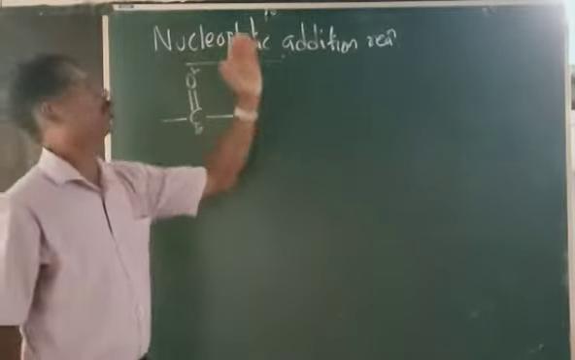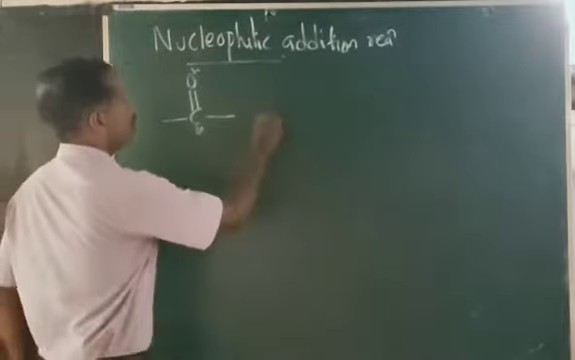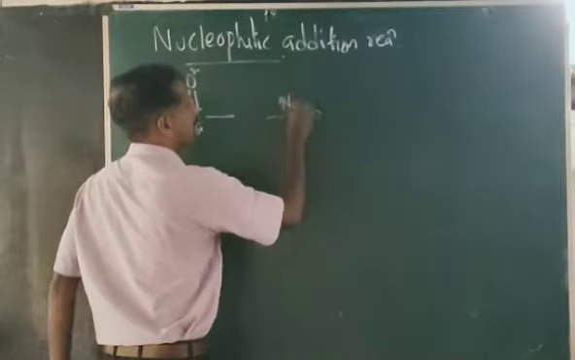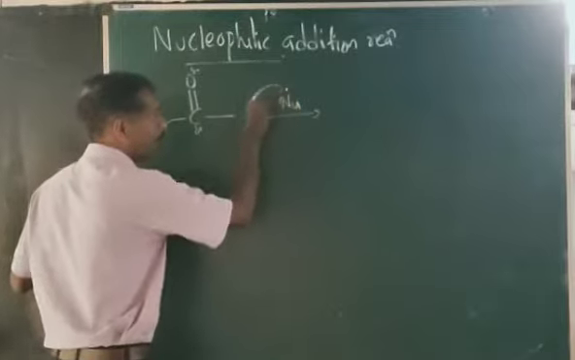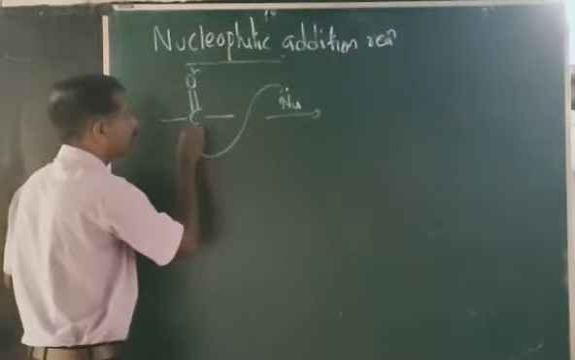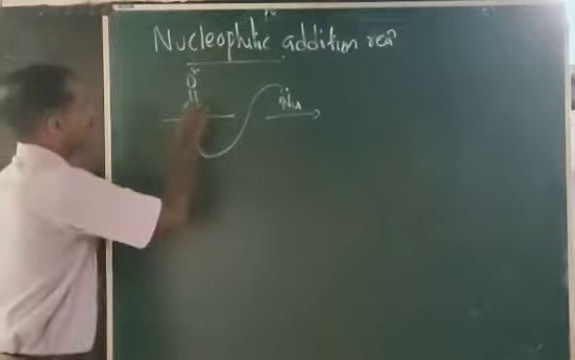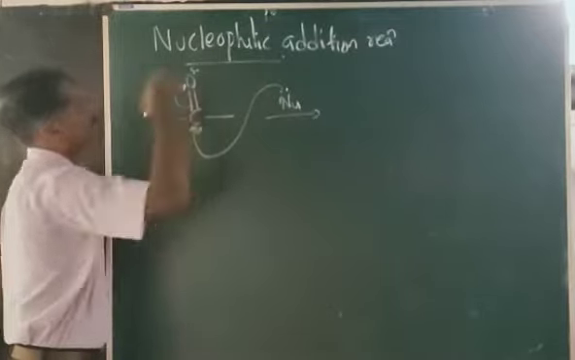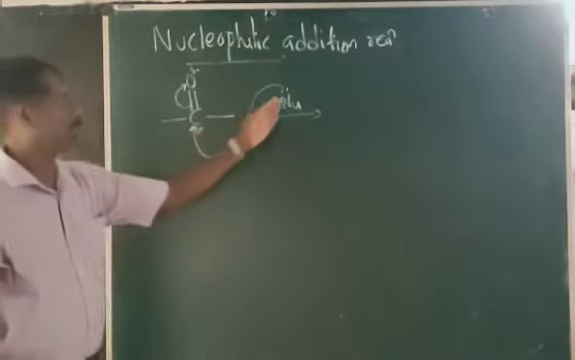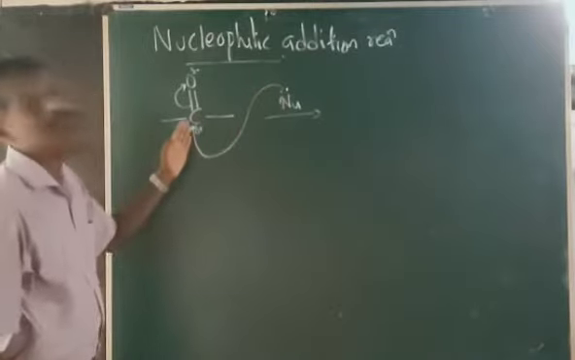And what do you mean by nucleophilic addition? When a nucleophile is attacking, the nucleophile will attack on this positively charged carbon. That time what will happen to the double bond? One of the bonds will be shifted to oxygen. This is what is known as a nucleophilic addition reaction.